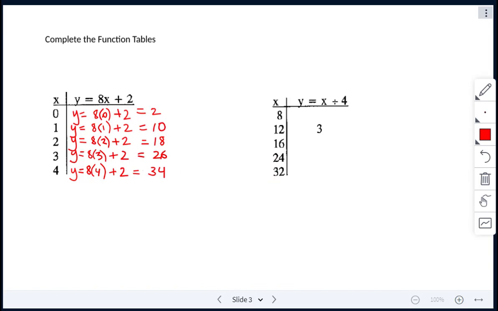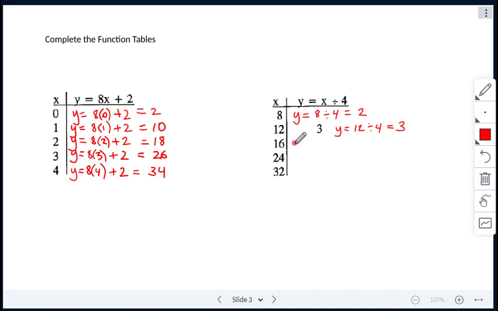All right, so our next example here, which is y is equal to x divided by 4. So for each value of x, we're going to substitute it into this equation. So here we would have y is equal to 8 divided by 4, which gives me 2. How did we get this 3? It would have been the 12 substituted into the equation. So I'll just do that here as well. 12 divided by 4, which gives me 3.